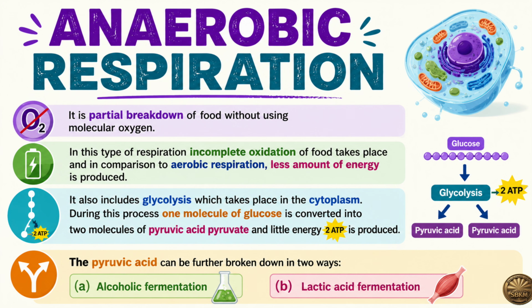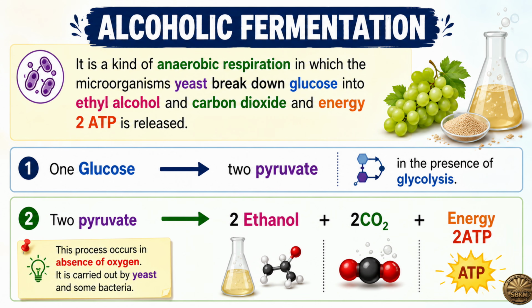During this process, one molecule of glucose is converted into two molecules of pyruvic acid, pyruvate, and little energy, 2 ATP, is produced. The pyruvic acid can be further broken down in two ways: A. Alcoholic fermentation. B. Lactic acid fermentation. Alcoholic fermentation.